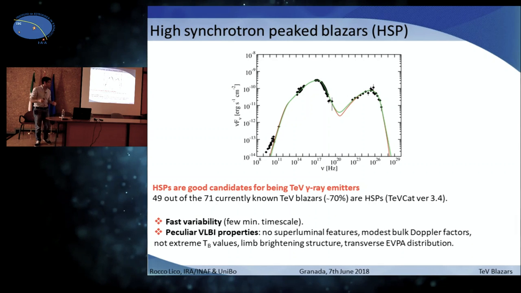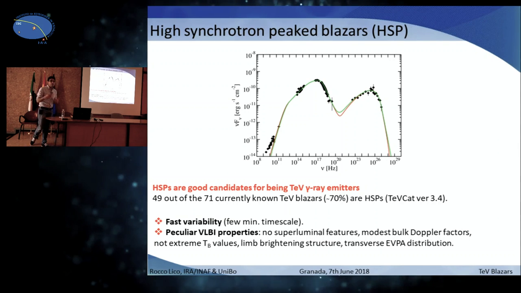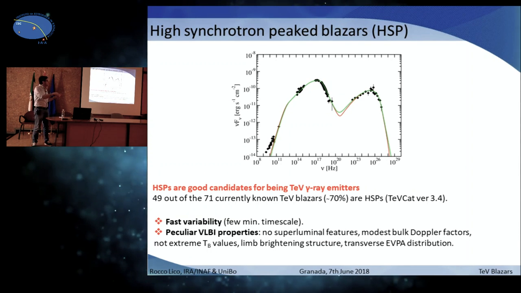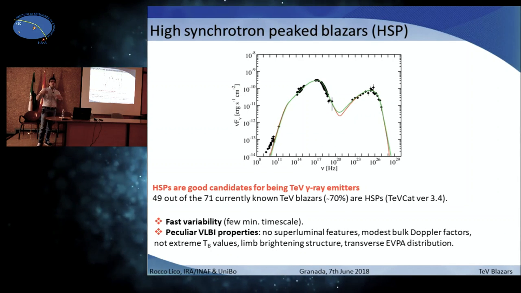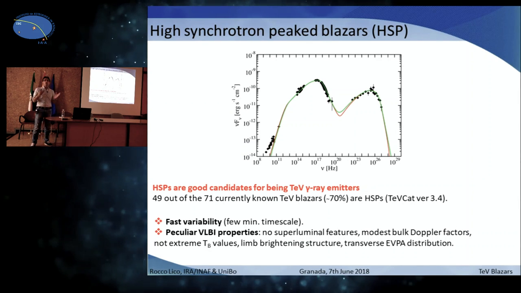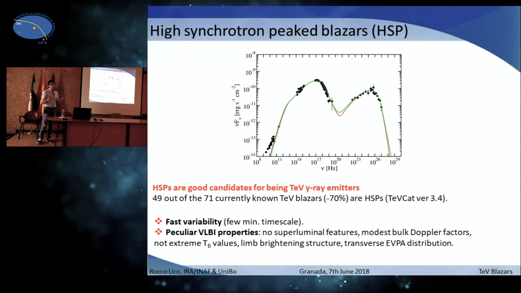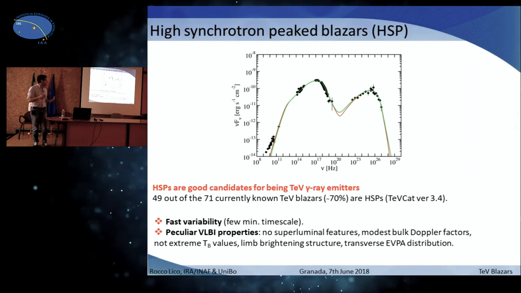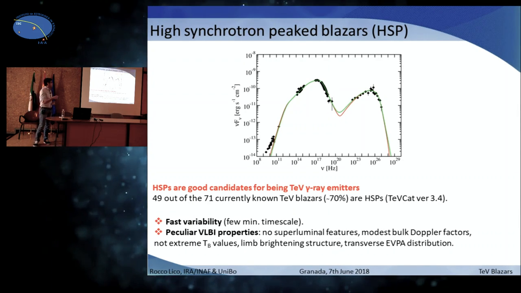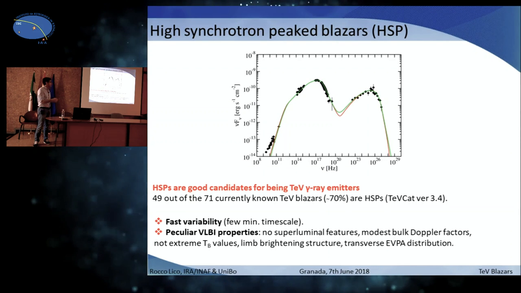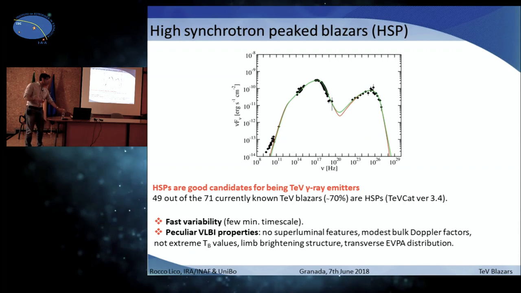So we are really talking about a tiny fraction of sources, but those sources are very interesting for several reasons. As we mentioned before, the first reason is that, being strong TeV emitters, such sources are the best candidates for being TeV emitters. In fact, among all of the known TeV blazars, more than 70% of them are of high synchrotron peaked type. So they allow us to investigate the emission mechanism in some of the most extreme environments. And then they have some peculiar properties, like for example very fast variability. At very high energies in particular, they show fast variability with a time scale of the order of a few minutes. And they also show peculiar VLBI properties.